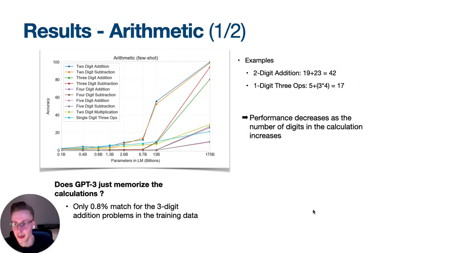But what they did was that they checked if the additions are in the model data, in the training data. And for example, for the 3-digit addition, they only found a match of 0.8% in the training data. So the model must have learned how to do arithmetic and can't just memorize those strings.